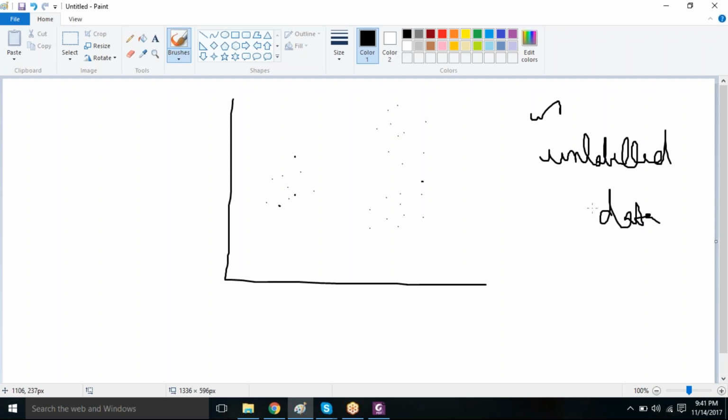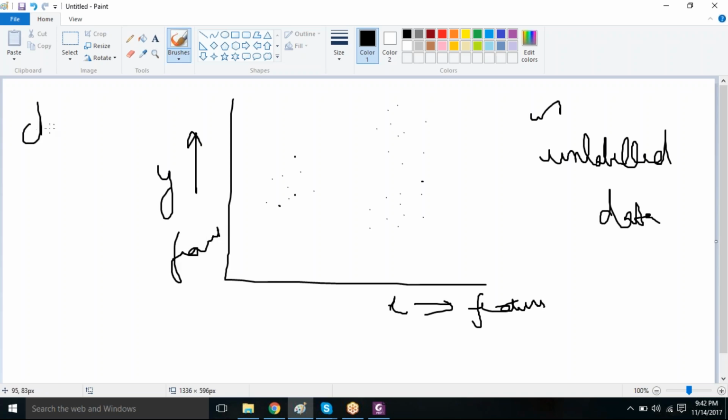The X and Y axes are defined. X and Y are some features. These are features, some features. But I don't know the class. I don't know which class it is. The class information is actually missing.